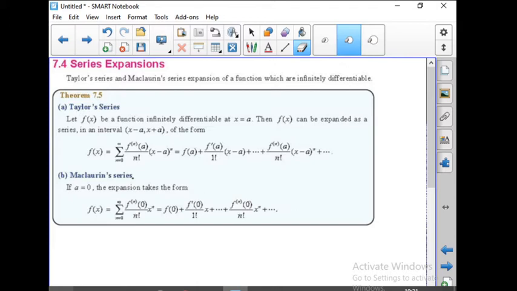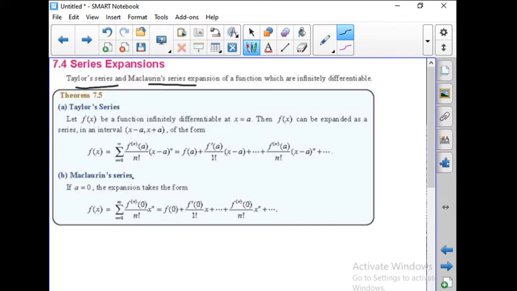Okay. So, series you have already studied in 10th standard, so you know what it is. Sequence. What is a sequence? When you take terms, we get a sequence. You have learned arithmetic progression, arithmetic series, geometric series and all those. So, today we are going to learn Taylor's series and Maclaurin's series, the expansion of a function which is infinitely differentiable. So, we can differentiate infinite number of times.